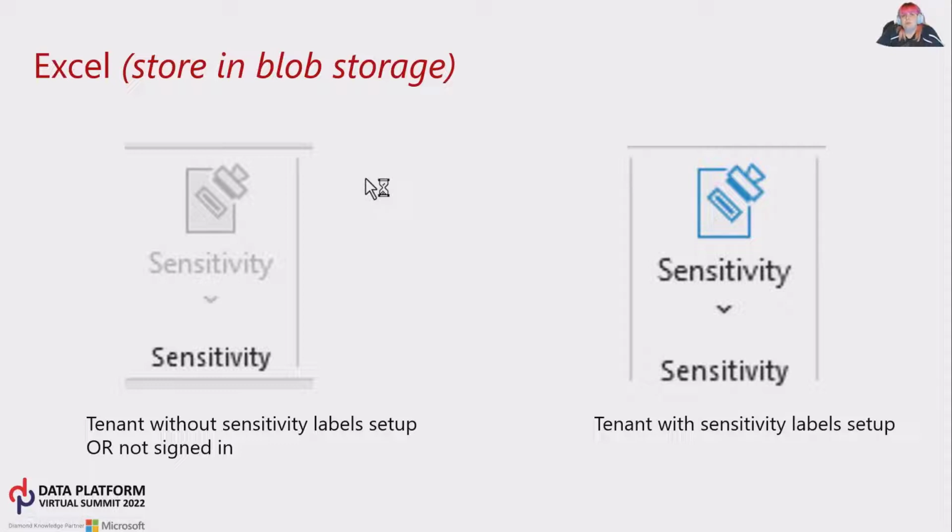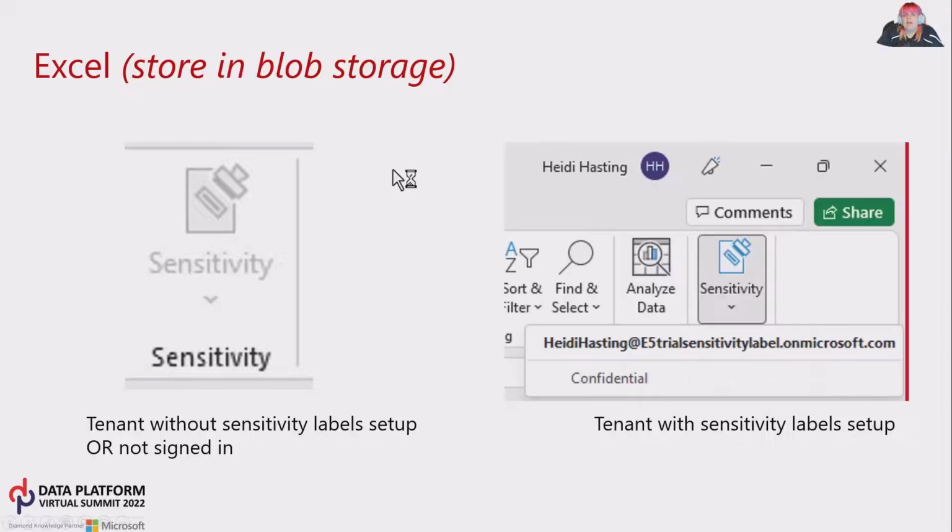And then you can go ahead and select the button in order to see the labeling that you can select for a particular file. So here, even though this is a different tenant, you can see I'm signed in as Heidi Hasting, and I have access to a confidential label.